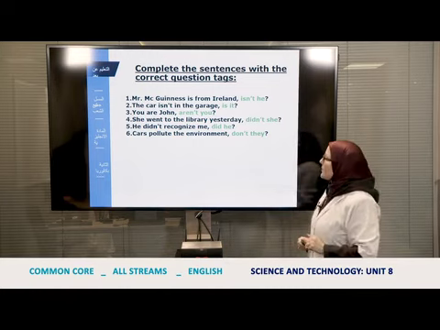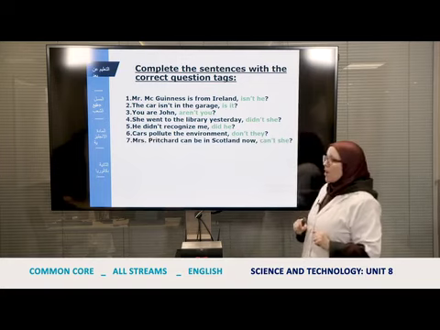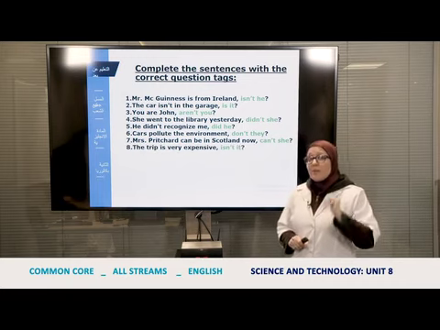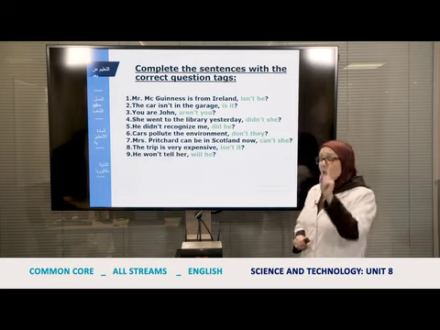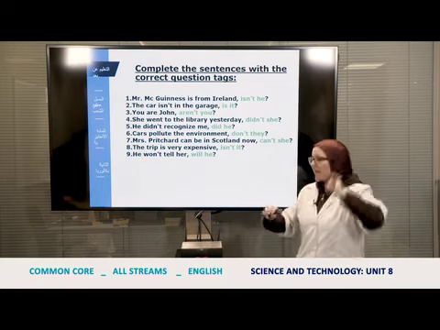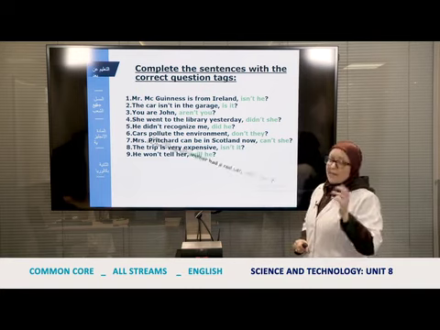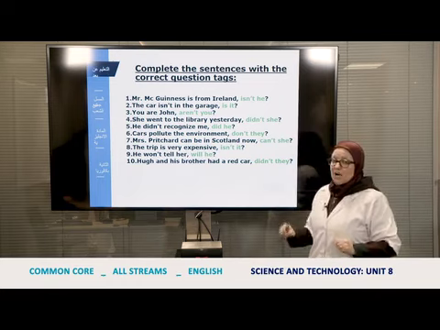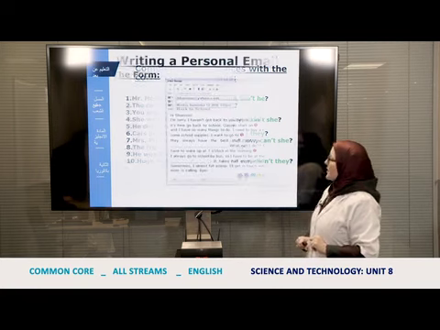Number 7. Mrs. Pritchard can be in Scotland now, can't she? 8. The trip is very expensive, isn't it? He won't tell you. Here, he won't, it's he will not. So we remove the negation, all right? And we are left with will he. And the last example, of course, you and his brother had a red car, didn't they? Because here we have two people, you and his brother.